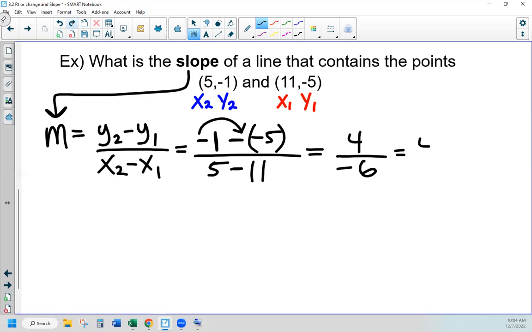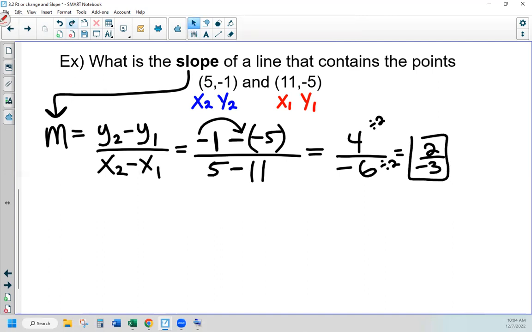Wait, sorry. I'm thinking of dividing right now. If we can simplify this, I would divide it by 2. Simplified, divide by 2, top and bottom. So I can get 2 over -3. Okay, 2 over -3. And I'm done.